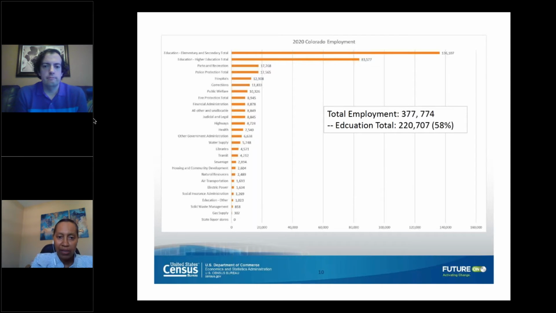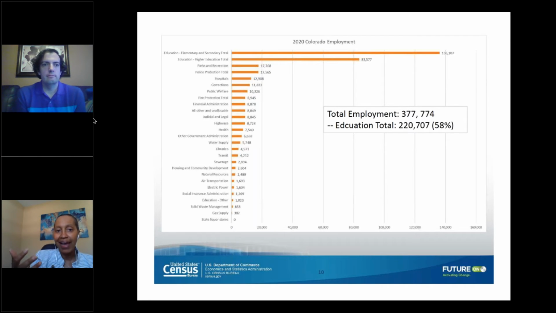It's interesting because when we're talking about what type of government employment we have within each state, a lot of the other states have fire protection and police protection at the top. But in Colorado, a lot of the state and local government employees fall within parks and rec. That's because Colorado has a lot of parks. So it's very interesting how you compare to the overall national picture when you look at this over the 50 states. I always think that's very interesting.